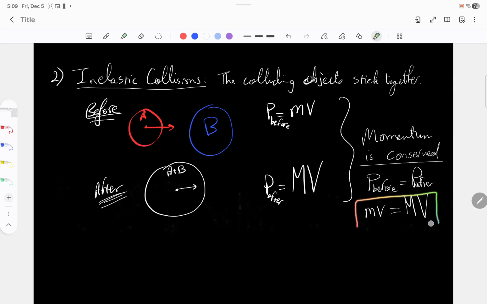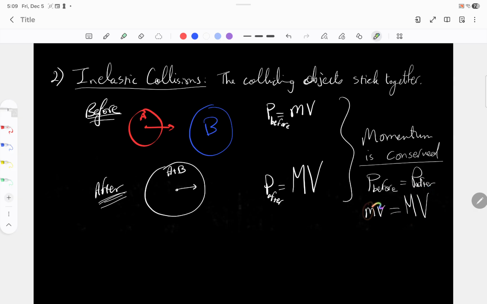So we have this really neat and very simple formula: mv equals MV. And for a moment there, this looks ridiculous, right? It looks like a tautology. It looks like, of course, mv equals mv. But we know that this m is different than this M, and this v is different than this V.